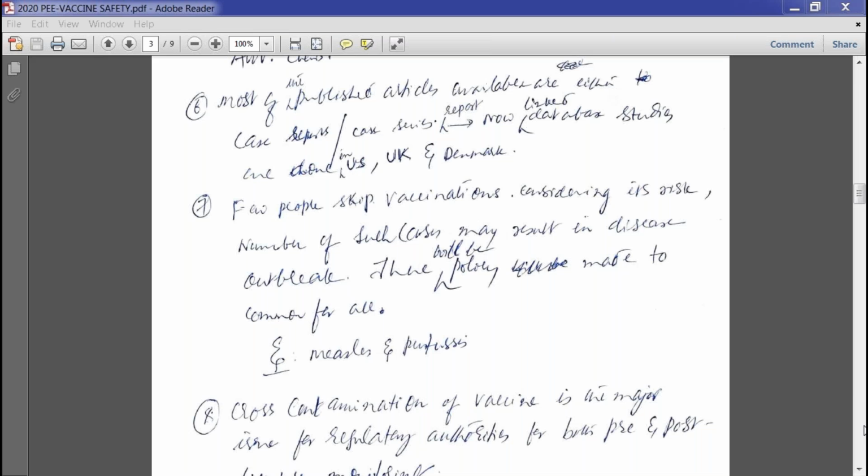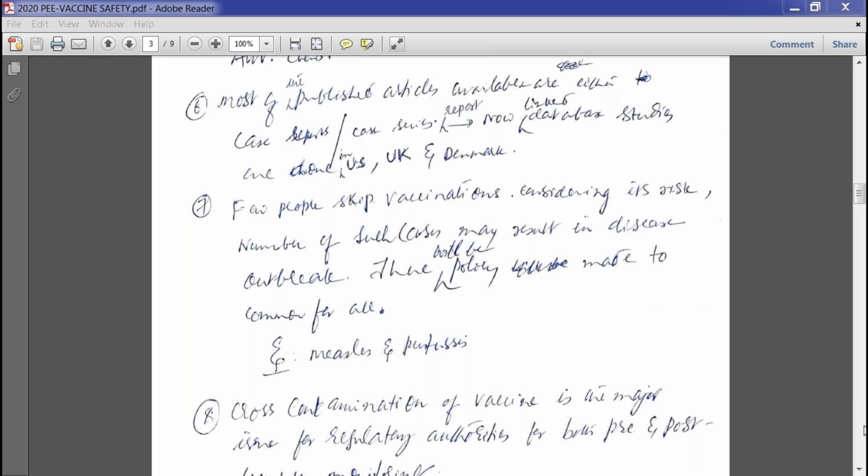But we have also understood that there is a disadvantage whenever we focus on either case report or case series report, because of misinterpretation, right? This is the disadvantage we have understood earlier. So the misinterpretation will cause a problem for retaining a particular vaccine in the market.